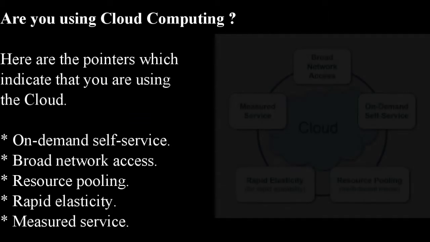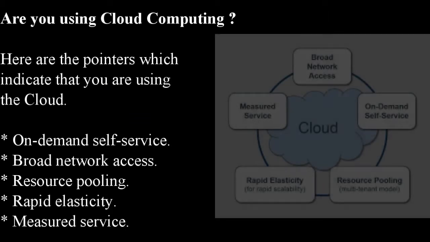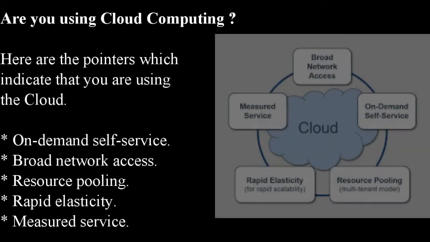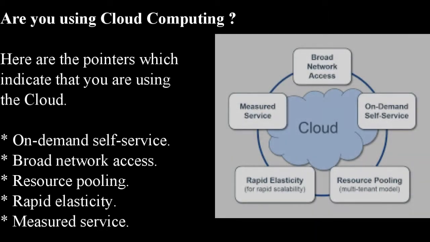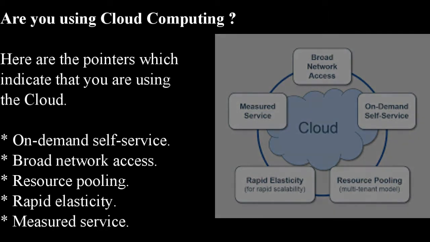So how do you know whether you're using cloud computing? Here are the pointers which indicate that you're using the cloud. First one, it's on-demand self-service. Second, there is broad network access. Third, there is resource pooling. Fourth, there is rapid elasticity. And the fifth and the final, there is measured service. So let's try to look into each one of them in detail.